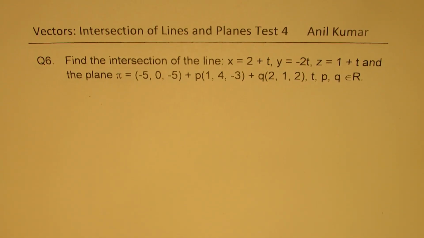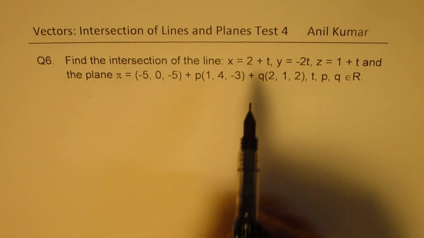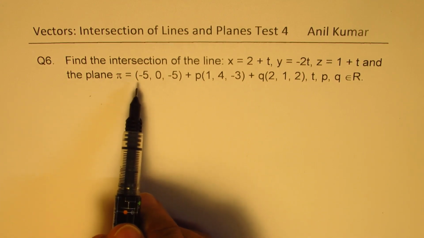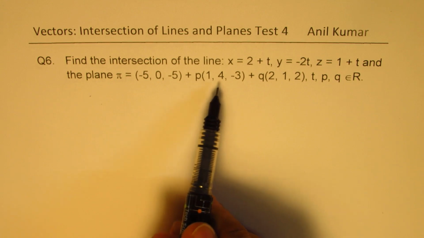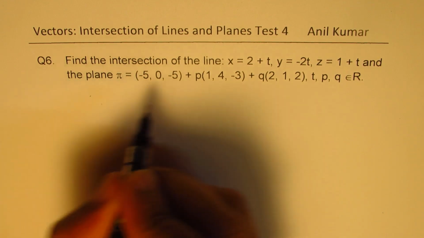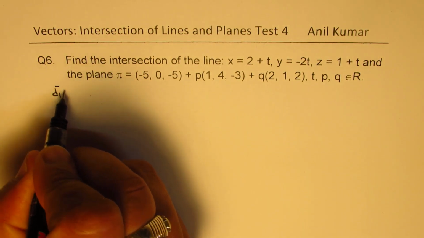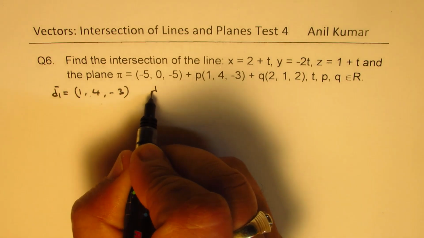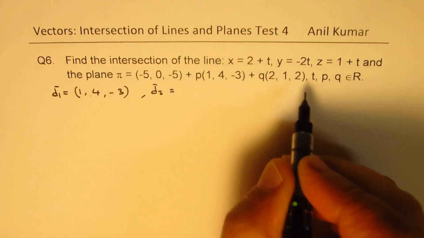Question number 6. Find the intersection of the line x equals 2 plus t, y equals minus 2t, z equals 1 plus t, and the plane pi, which is (minus 5, 0, minus 5) plus p(1, 4, minus 3) plus q(2, 1, 2), where t, p, q are all real numbers. To solve this question, we need to write the plane in Cartesian form. As far as the plane is concerned, we are given two directions, right? Direction 1 is (1, 4, minus 3), and the second direction given to us is (2, 1, 2).